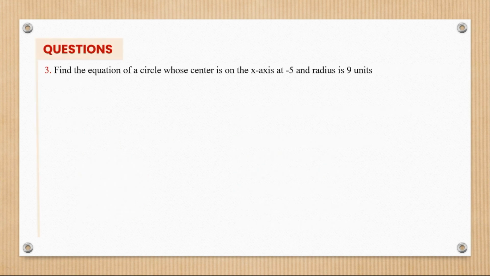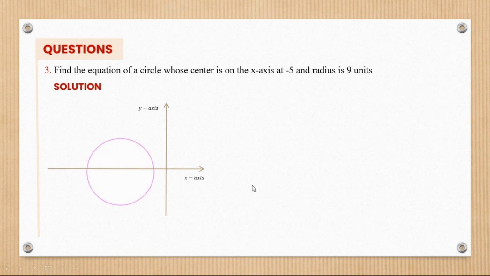So here is another one. Find the equation of a circle whose center is on the x-axis at -5 and radius is 9 units. That means the center is on the x-axis at -5. So let's plot it this way. Where is the negative part of the x-axis? That actually means that we shall be in this negative region. So we can see that the center shall be on the coordinate where we have -5. Since the center is on the x-axis, it basically means that the y-coordinate of the center shall be equal to 0. So this is what we'll have right there.